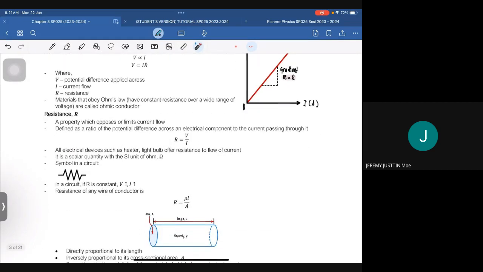And then we have resistance. Resistance kalau kamu rearrange Ohm's law tu, you can then get the formula untuk resistance lah. So resistance ni apa? Resistance ni is a property lah. So it limits the current flow. Okay, so the higher the resistance, the harder for the current to flow through the wire. Okay.